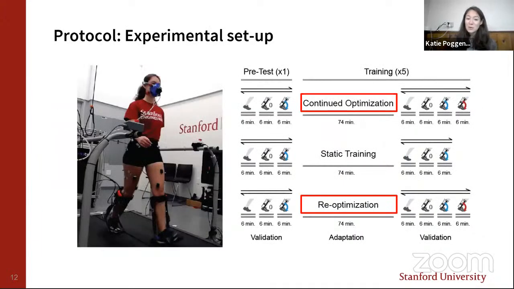As I said, these 2 groups experience human in the loop optimization, which then yields a custom optimized profile. That's tested alongside the other validation trials. And so at the end of 5 days, the continued optimization group has a profile that is a result of 20 generations of optimization compared to the reoptimization group, which is just the result of 4 generations.